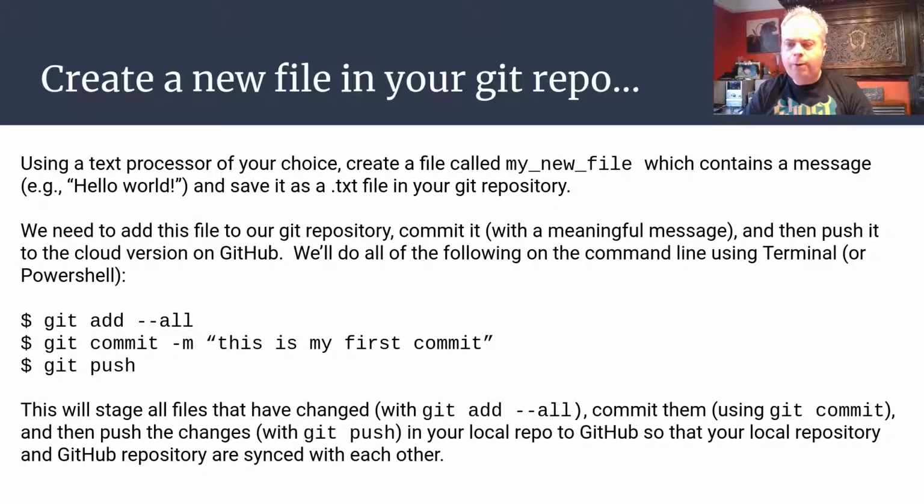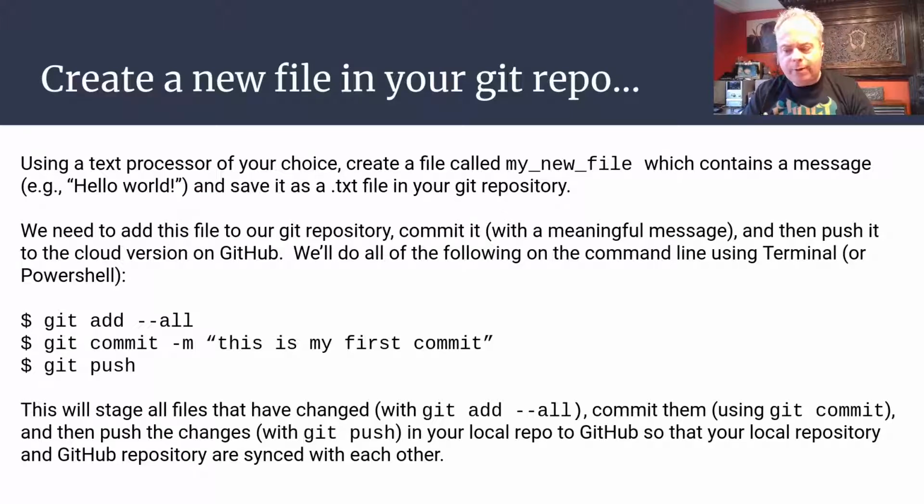We're going to create a new file in our Git repository. We're going to do that using a simple text editor. And we're going to create a new file which simply contains one line, which just says hello world, and we're going to save it in our Git repository on our computer. So we've created a new file.